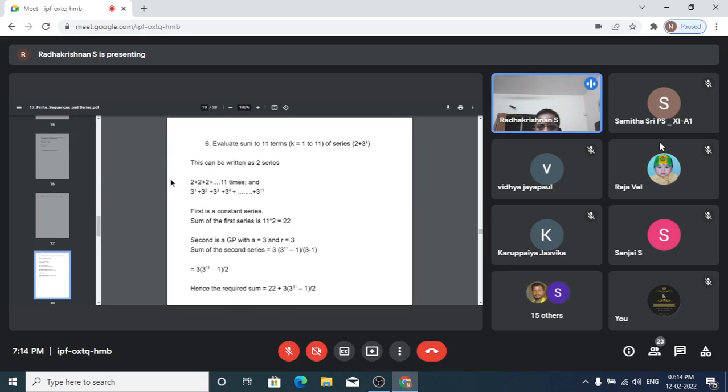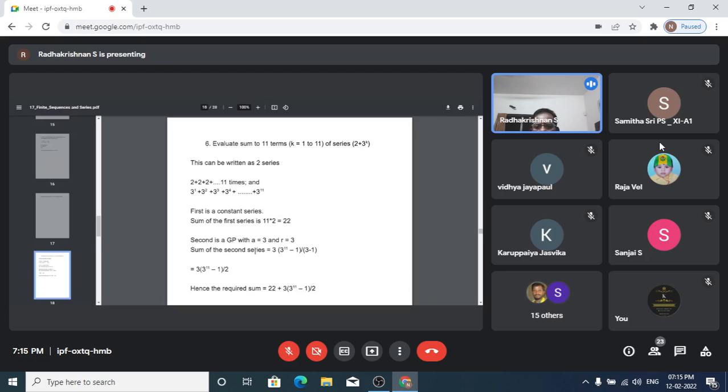Okay, so like I was saying, it comes as 2 plus 2 and so on, 11 times. Then 3 power 1 plus 3 power 2 plus 3 power 3 up to 3 power 11. So 2 plus 2 up to 11 times will be simply 2 into 11. That is the first, a constant series, 11 into 2, 22. Second is a GP. So we know that sum of GP we have the formula for that.